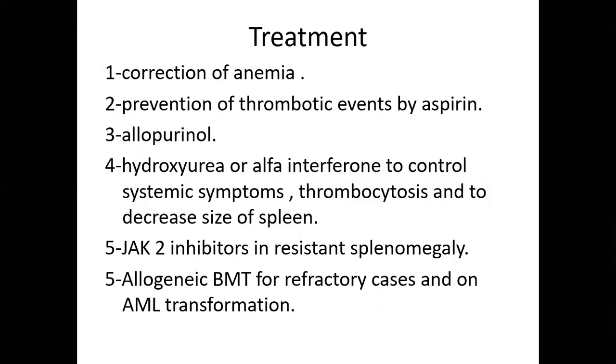We need to prevent the thrombotic events by giving a low dose aspirin. Allopurinol is used to decrease the serum uric acid. To control the activity of the disease, hydroxyurea is the preferred agent, but still we can use alpha interferon to control the systemic symptoms and the size of the spleen. Thrombocytosis also can be controlled by hydroxyurea or alpha interferon. JAK2 inhibitors can be used in patients who have resistant splenomegaly.